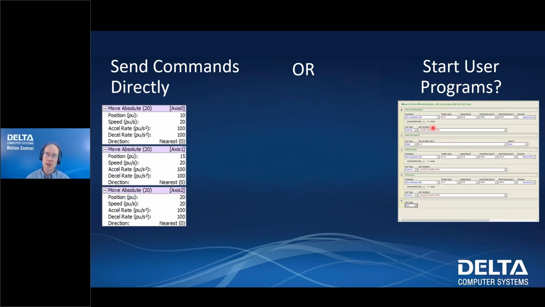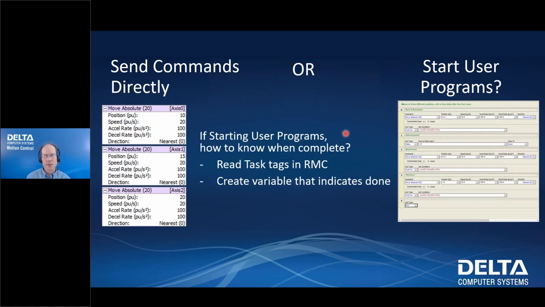But that said, there are situations where you may need to send commands directly. So when you do have this choice, you can use user programs or commands or both. Then you have a choice. If you start a user program, how do you know when it's complete? We had the command acknowledge request bit with the commands, and then you can look at the in position status bit. With the user program, you start it and you want to get some feedback. So we have 2 ways. You can read the task tags in the RMC, or you can create a variable that indicates done.